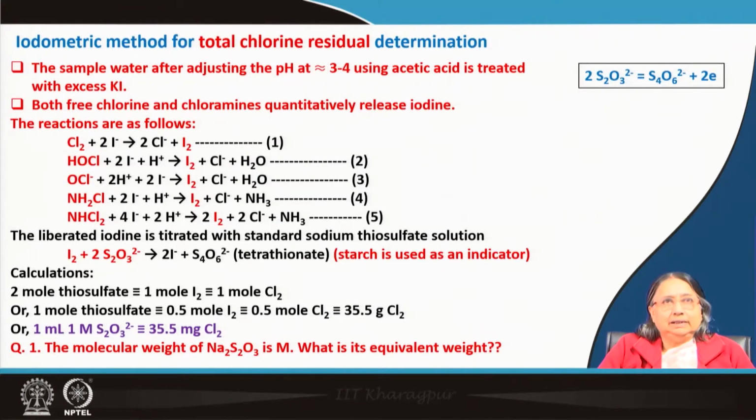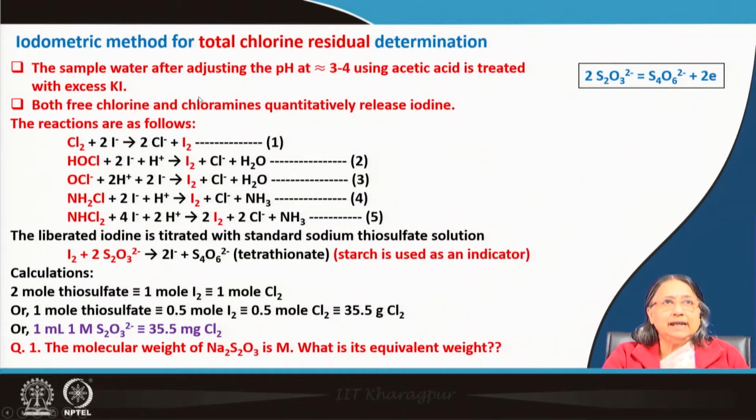An iodometric method for total chlorine residual determination. Total chlorine means free chlorine residual and combined chlorine residual, both combined. How to determine it? The steps are written: the sample water, after adjusting the pH to 3 to 4, has to be treated. This determination is done at low pH. What is the low pH? This is pH 3 to 4. And how will it be maintained? It is maintained by acetic acid.